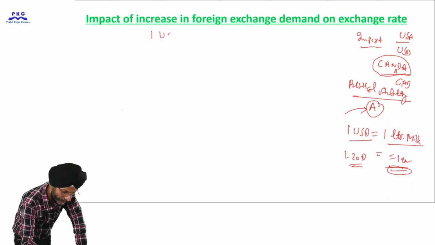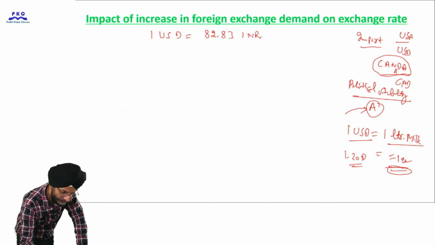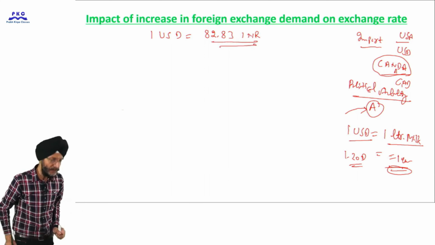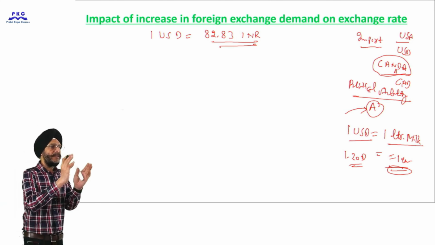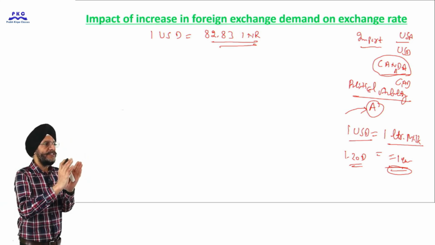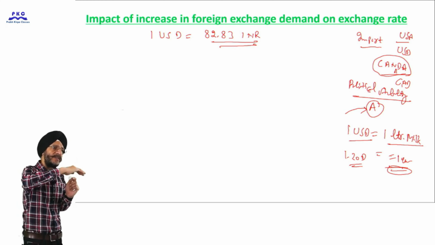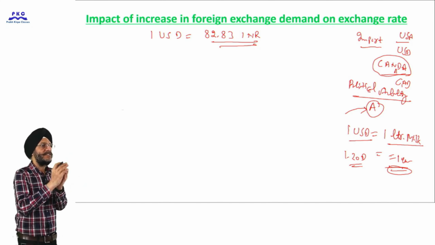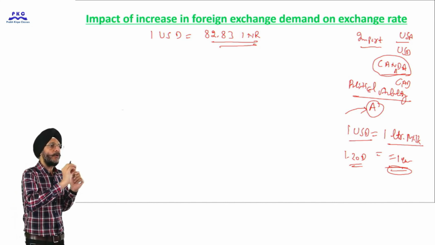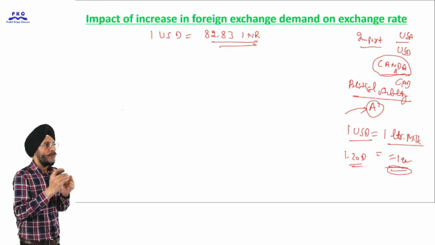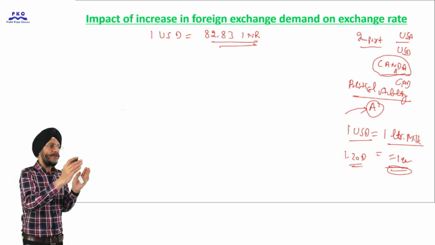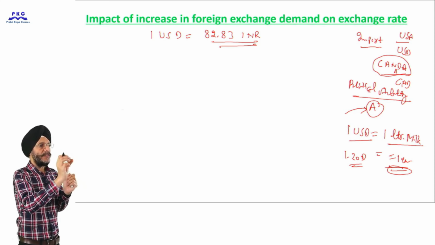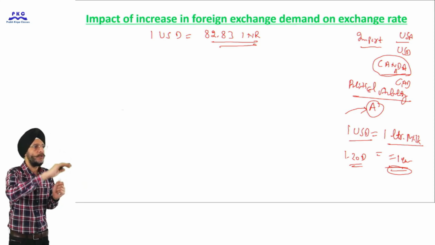Suppose at present $1 is equal to 82.83 INR, Indian rupee. It may be added that the foreign exchange rate does not remain stable. It goes on changing continuously in the market because there is always trading in the forex market 24 by 5 days a week. So due to continuous trading, the value of the exchange rate continuously goes on changing.